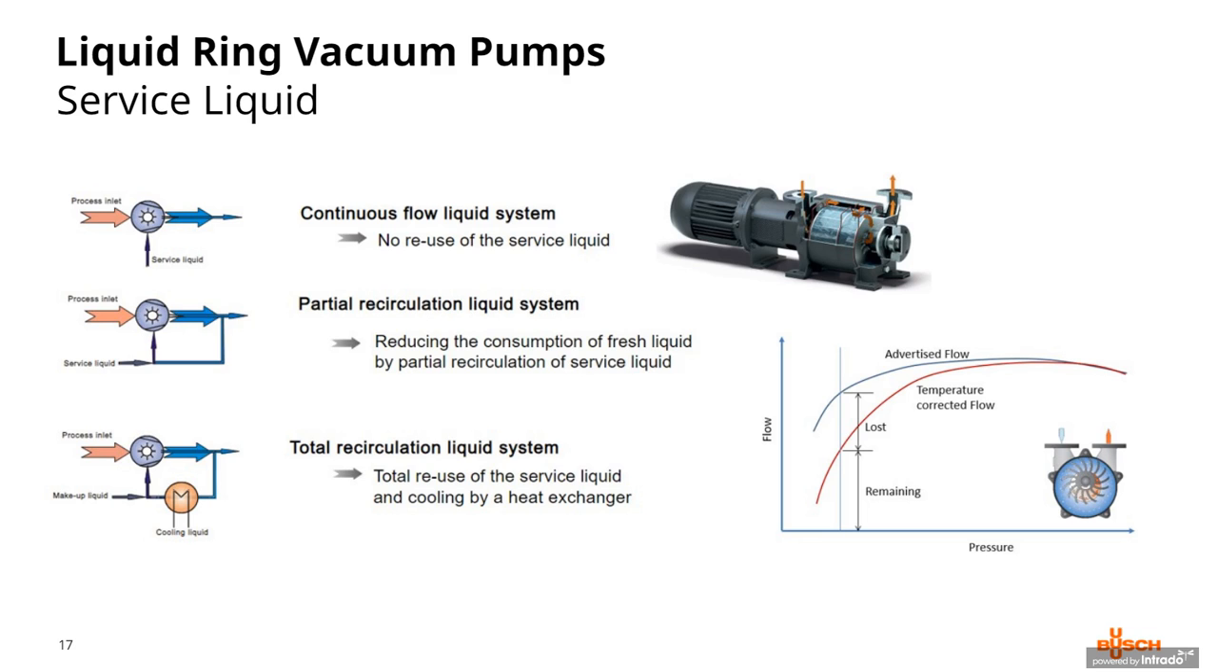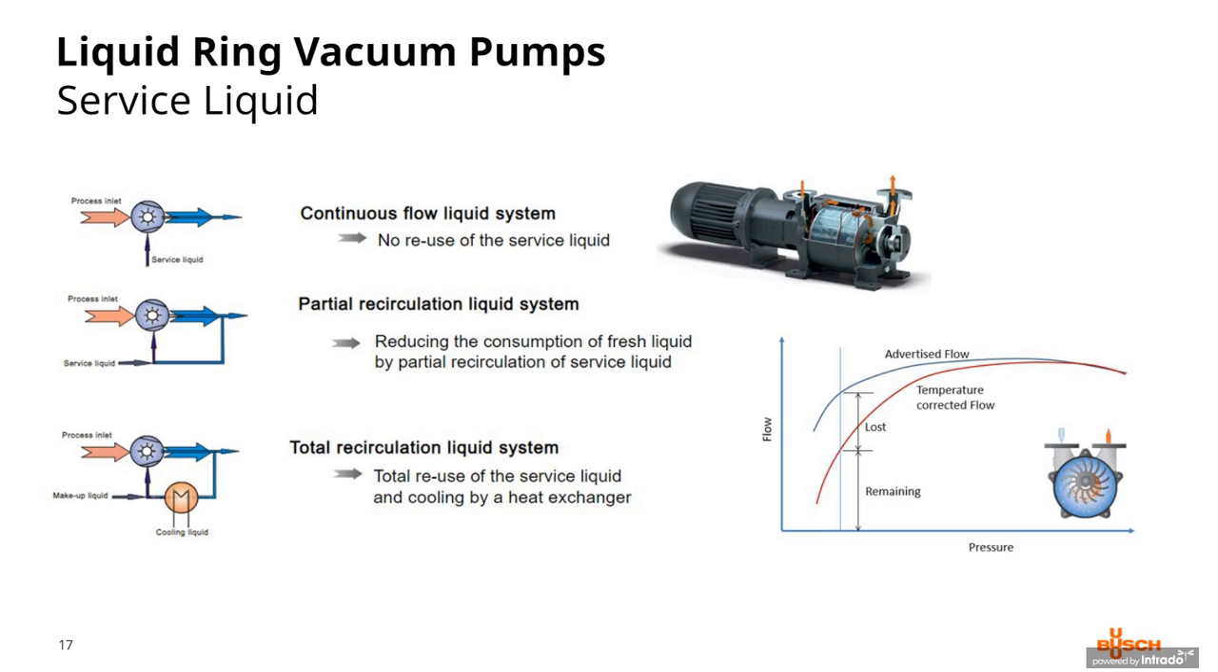Partial recirculation liquid system reduces the volume of fresh liquid consumed. A portion of the used liquid is mixed with fresh liquid to help maintain constant temperature and reduce the operating costs up to about 50%.